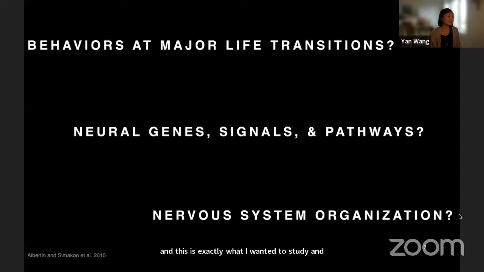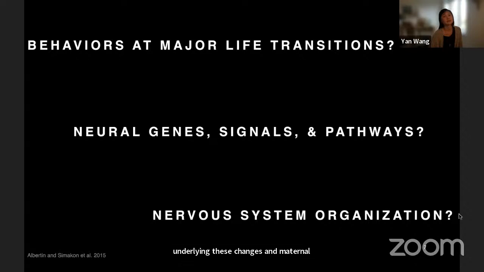And these are the questions that I was interested in when I started this work back in 2013. So what are these behaviors? Can we study them in the lab? What are the genes, signals, and pathways underlying these changes in maternal behaviors and death? And then, of course, how does the organization of the nervous system support this?